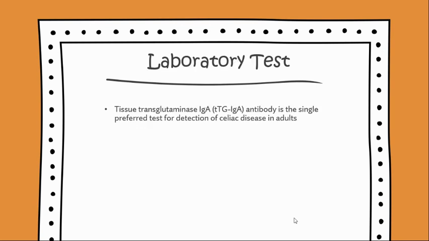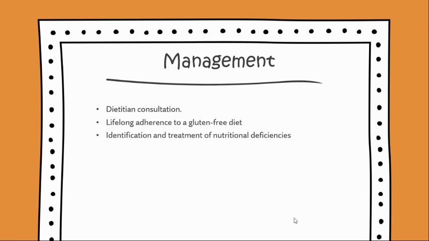Laboratory tests include tissue transglutaminase IgA antibody, which is the single preferred test for detection of celiac disease in adults. Management includes dietitian consultation, lifelong adherence to a gluten-free diet, and identification and treatment of nutritional deficiencies.